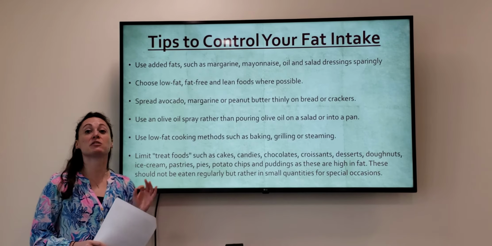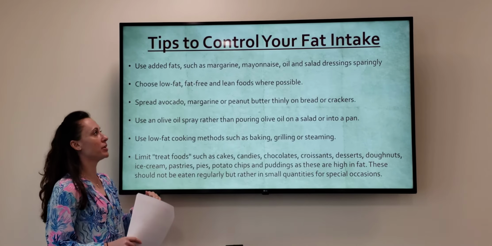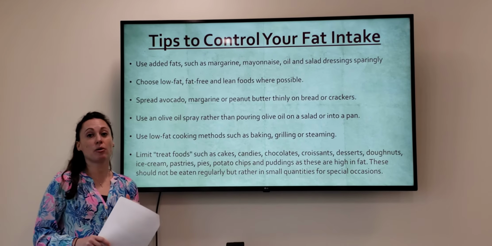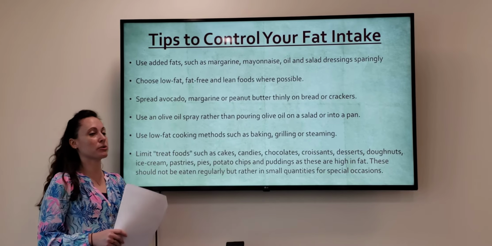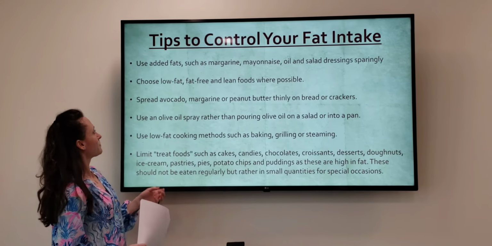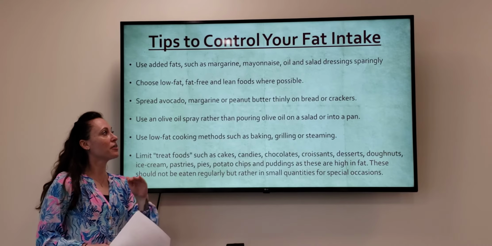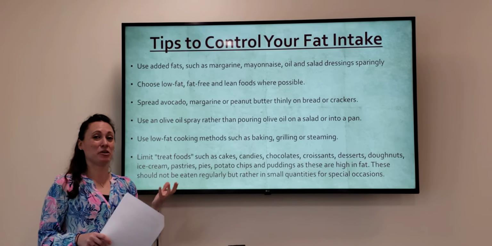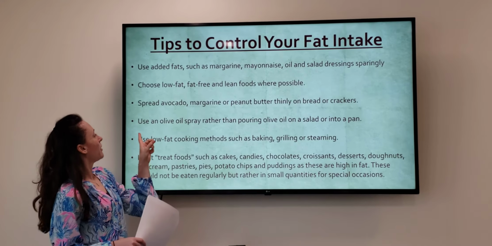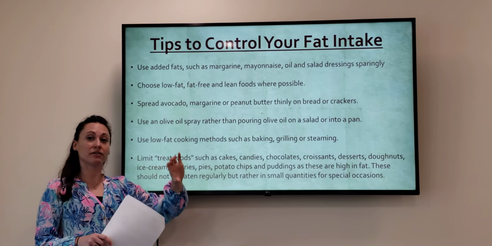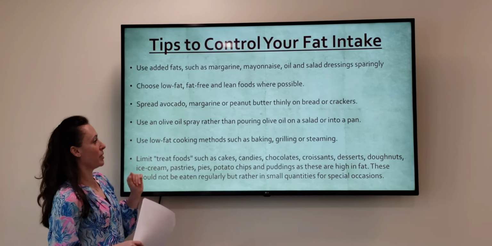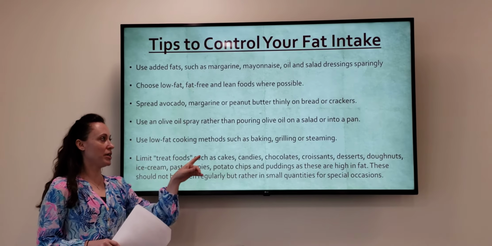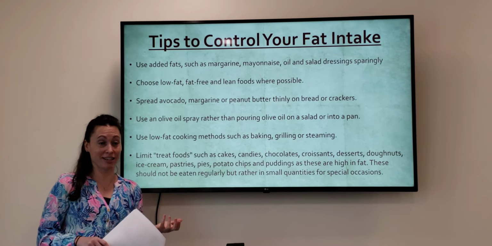Try to use added fats sparingly. So if you're going to add fat to something, make sure you do it in very small amounts. Choosing low fat or fat-free options, as well as foods that just are generally low fat or fat-free, like vegetables. Spreading avocado, margarine, or peanut butter thinly on bread or crackers. This is a hard one to do, right? We like the flavor. We like having that substance. Using an olive oil spray instead of pouring right from the bottle will help keep how much comes into your food at bay. Using low-fat cooking methods, baking, grilling, steaming versus deep frying.